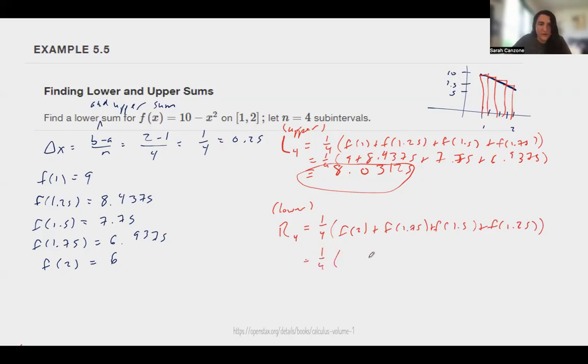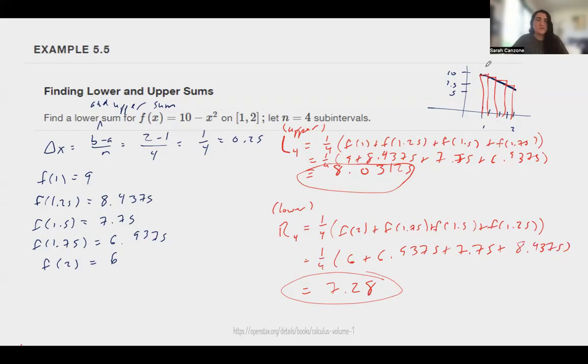So this is 1/4 times 6 plus 6.9375 plus 7.75 plus 8.4375, which again, I'll just kind of give you is 7.28. All right, so this is how you find your upper and your lower sums. And again, we know if it's upper or lower. Obviously, if we just compute it, we can tell, but also by actually sketching in the rectangles, we would be able to see if it's above the curve or below the curve. And that's how we know if it's upper or lower.